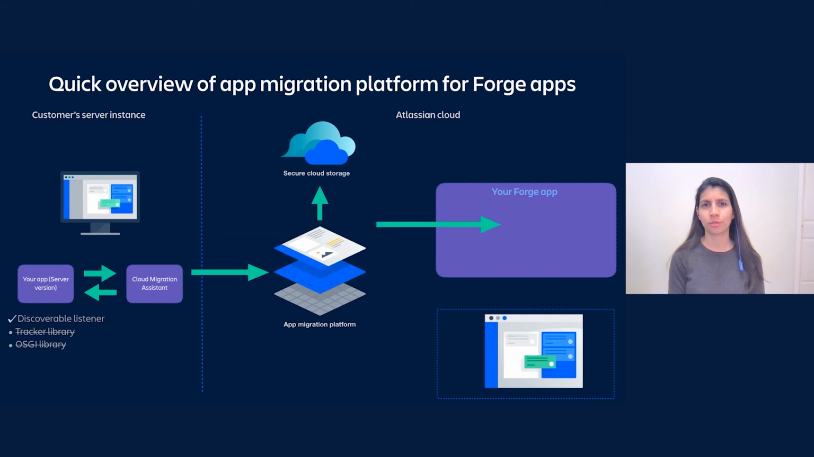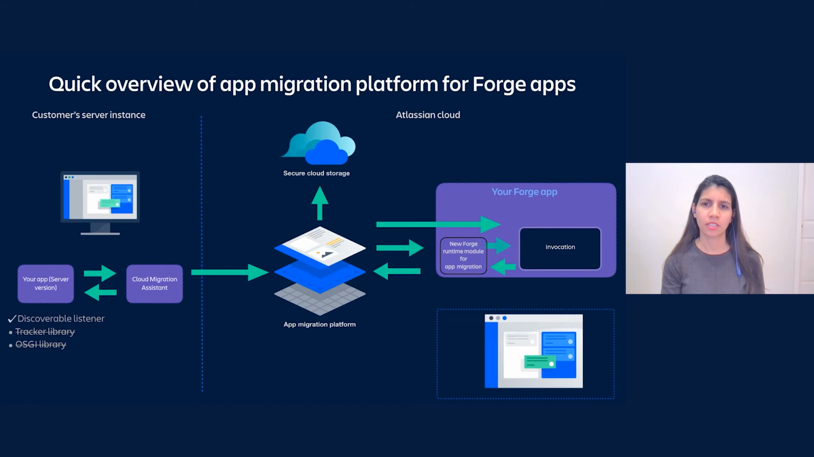Now let's remember that Forge is event-driven. Now this notification will spawn an invocation of your Forge app. Now in this invocation, you will be able to perform the app data migration processing, access the app data that was uploaded, and also interact with the app migration platform. And to access the capabilities of the app migration platform, this new runtime module will help you get access and interact with it. Using this, you will also be able to report the progress in the Cloud Migration Assistant.